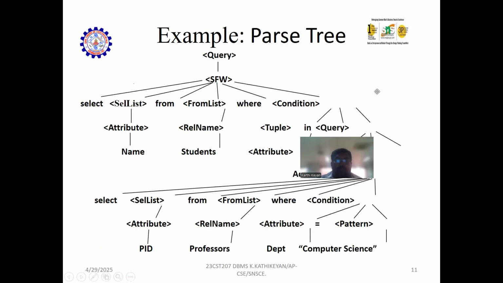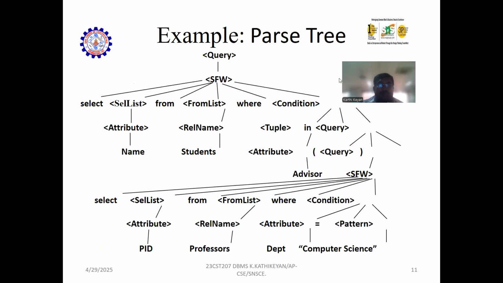So this is a separation part of the query. The query is SFW: select, from, where, with the condition attribute, relation name student, tuple attributes in query advisor. SFW with the select list and from list, where the condition attribute, relation name, attribute equal to pattern, and PID professor and department and computer science. This is a way to represent your parse tree once your scanner is over.